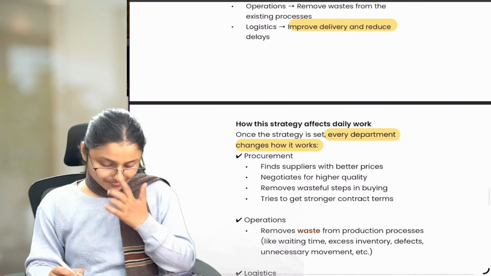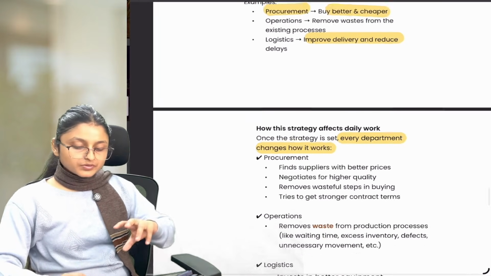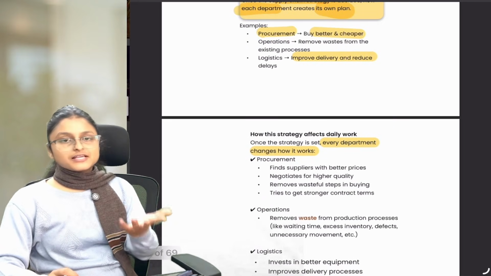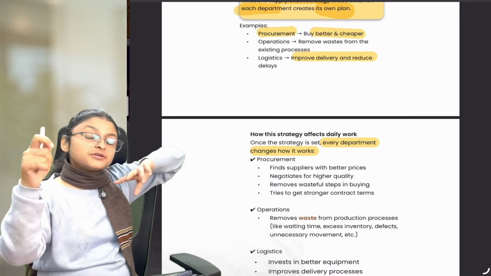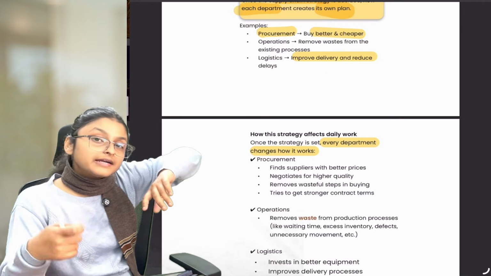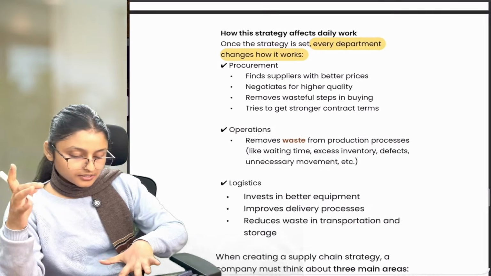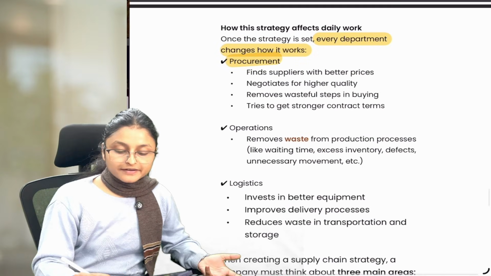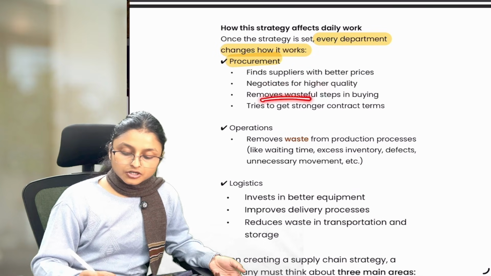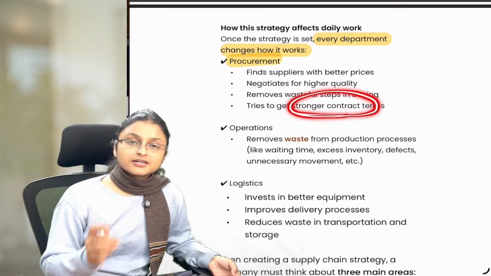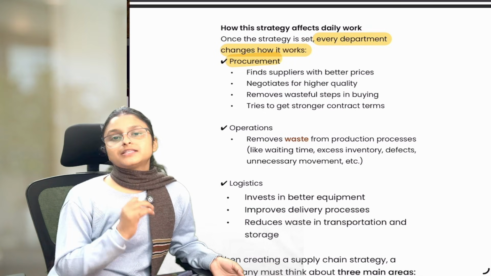Done. Now, how does this strategy affect daily work? So, this is like the benefits of supply chain strategy. If the supply chain strategy has been applied, then every department should improve something or the other in their department. And what all improvements they can make are listed here. The first one is procurement. Procurement can find better suppliers with better prices, negotiate for high quality, remove waste in buying and make strong contract terms so that it can't be breached by the supplier.